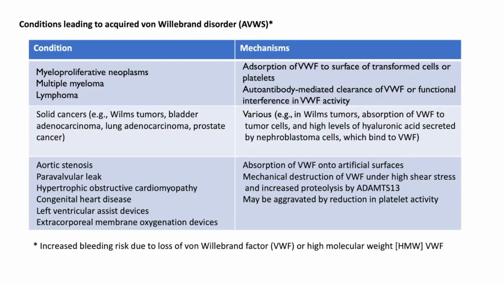Very good. This is very helpful. I didn't know that there were risks of this sort associated with ECMO or with LVAD or aortic stenosis. That's very interesting. I'm curious about how these are reflected in the various assays. Could you go through in a little bit of detail what are the various assays that we use and how they would turn out in acquired von Willebrand syndrome?